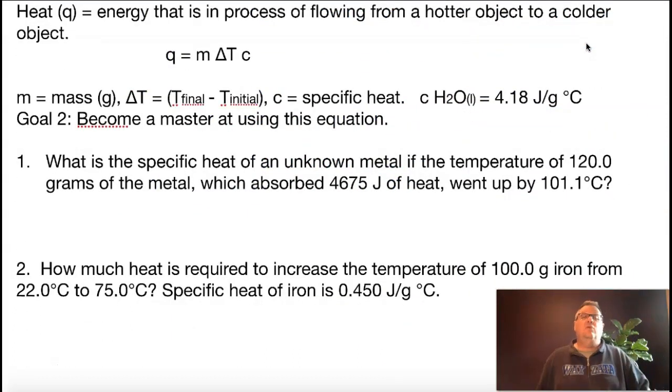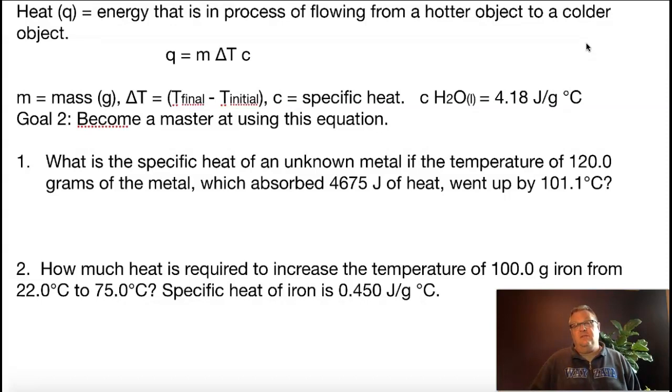Another quick review definition: heat. I say heat, you think Q. Energy that's flowing from hot to cold. We can calculate Q. Q is equal to M times delta T times C, where delta T is T final minus T initial, and M is mass in grams, and C is specific heat, which is different for every substance.